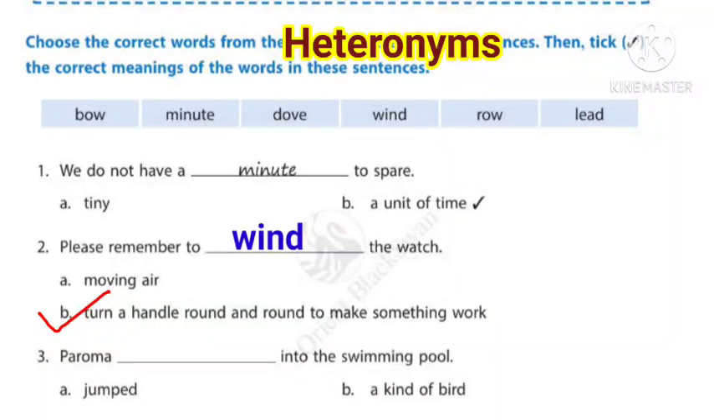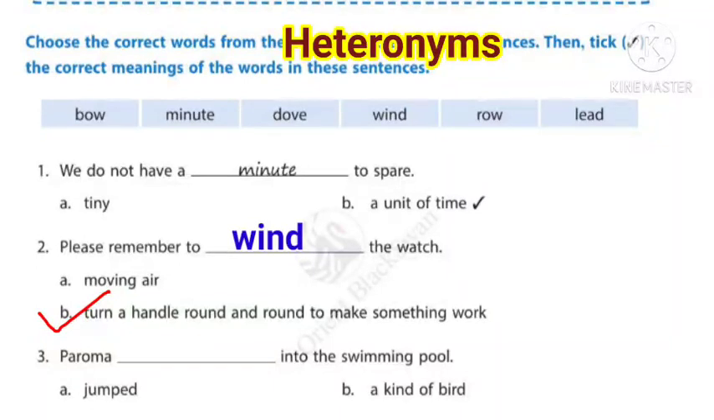Please remember to wind the watch. So wind means to turn, and if you wind up a clock or a watch, you mean that you have to make it work by turning a key or a handle or other device. Okay, so how do you make it work? How do you make a clock or a watch work? By turning its handle. So that is the meaning of wind.